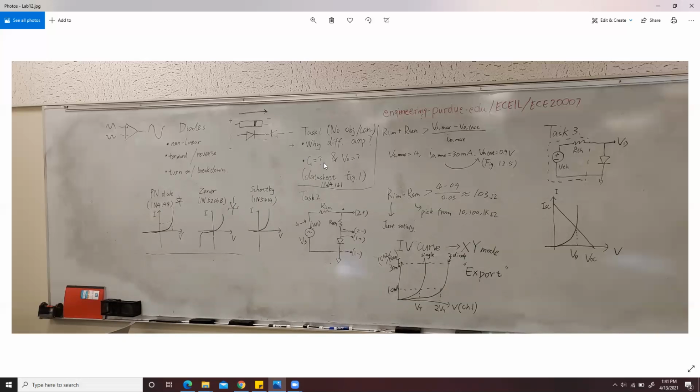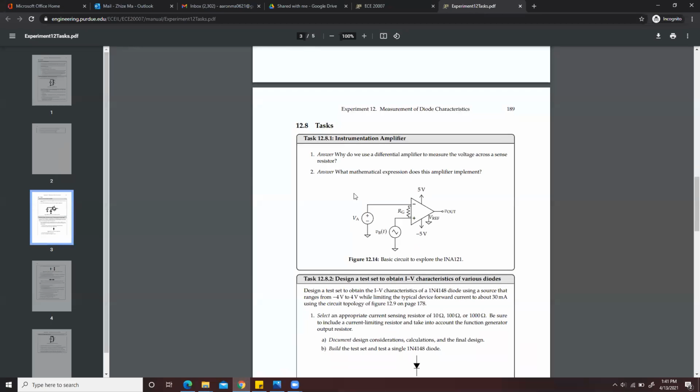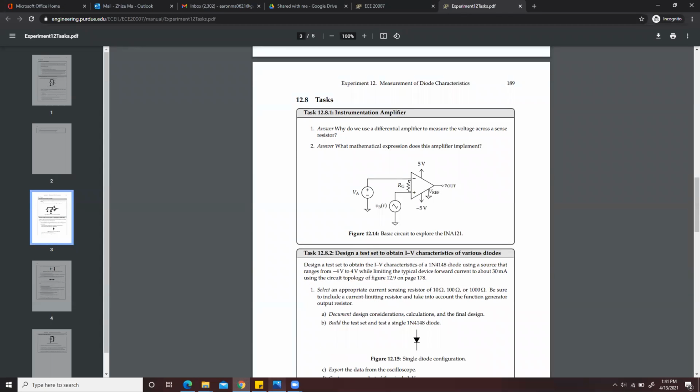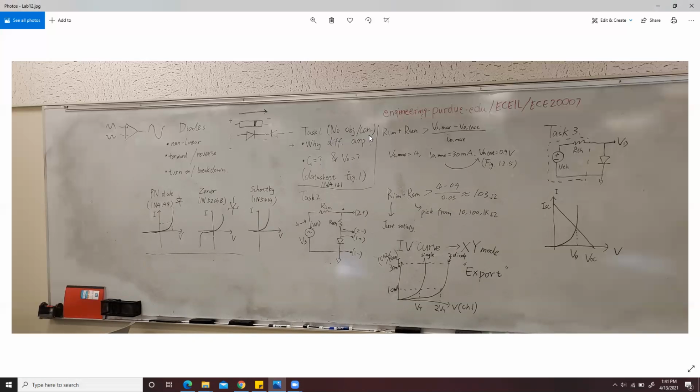And first of all, task one. There are only two questions for task one. You only need to answer these two questions. So there is no conclusion and no objective in the write-up. Just answer these two questions.